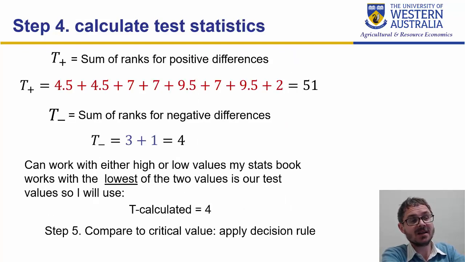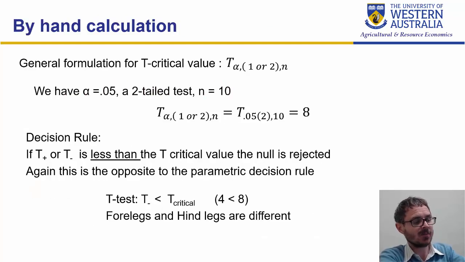I then calculate my test statistic. So the test statistic is just the sum of the ranks for the positive differences and the sum of the ranks for the negative differences. We compare this to our critical value and apply our decision rule. So in the old days, I would go to my statistics textbook, and if we had a physical lecture, you could see I've got these old school tables that I can look up. My critical value for an alpha, our alpha is always 0.05. We always conduct 2-sided tests. The sample is 10 and the critical value is 8.